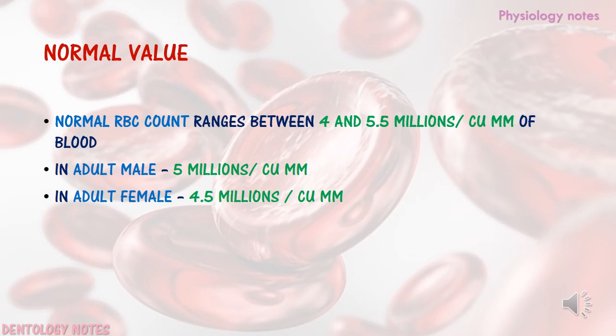Normal value. Normal RBC count ranges between 4 and 5.5 millions per cubic millimeter of blood. In adult male, 5 millions per cubic millimeter. In adult female, 4.5 millions per cubic millimeter.